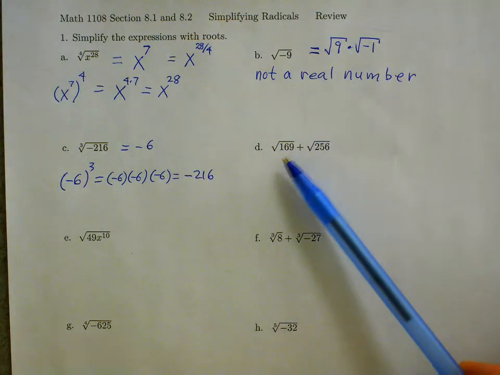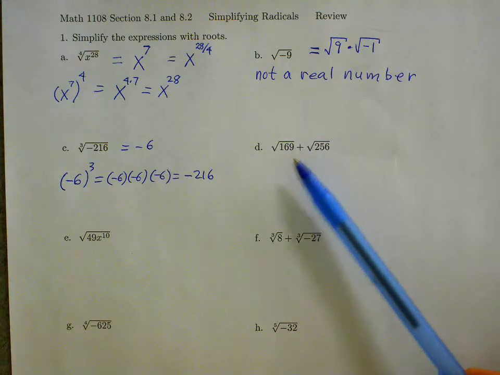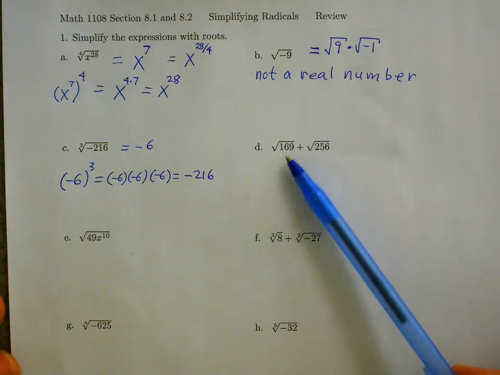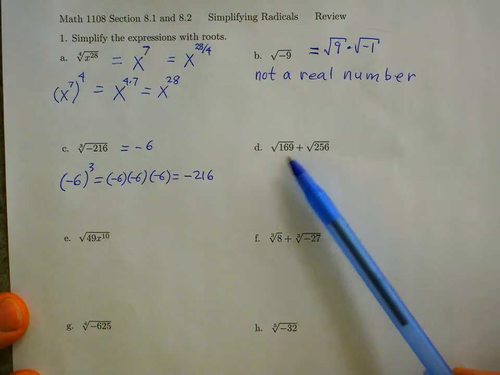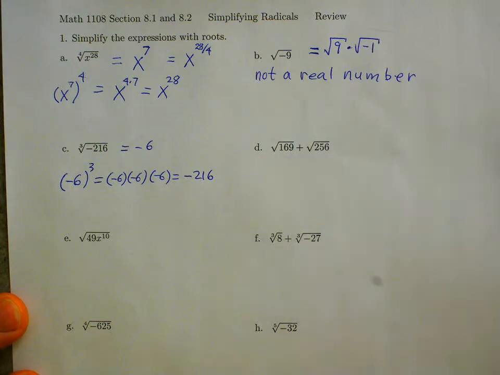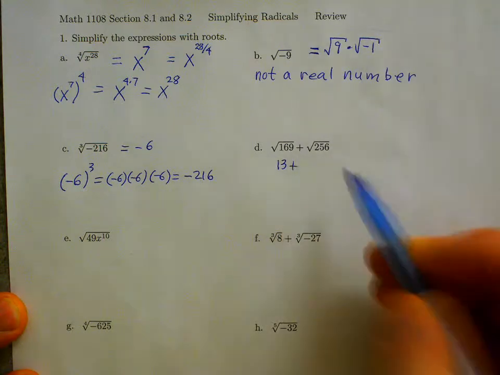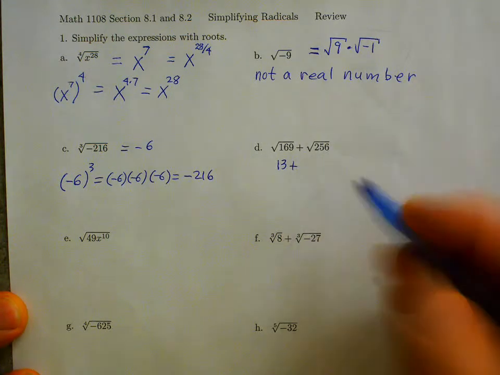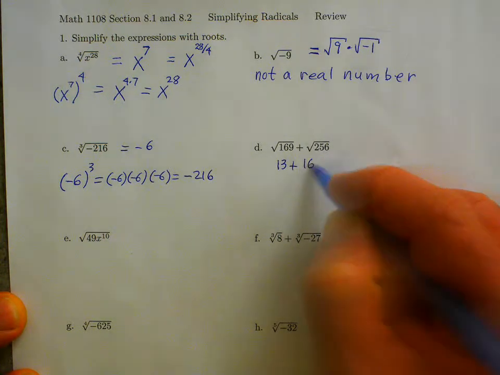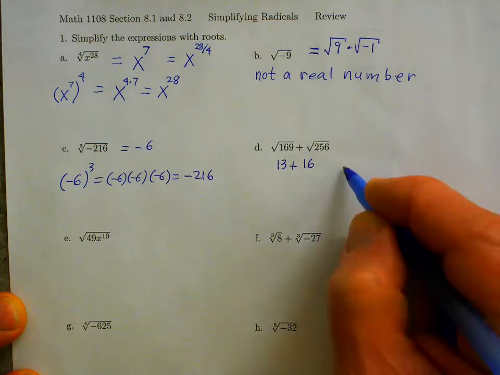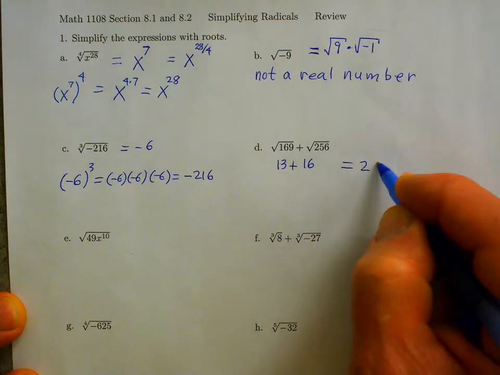The square root of 169. 169 is a perfect square. That's one of those perfect squares that you should become familiar with. The square root of 169 is 13. The square root of 256 is 16. And then add those together. 13 plus 16 is 29.